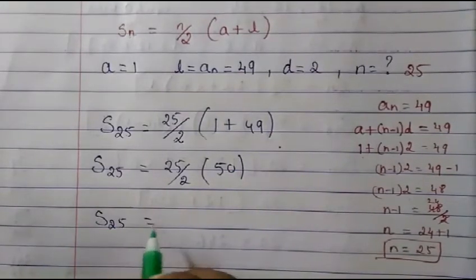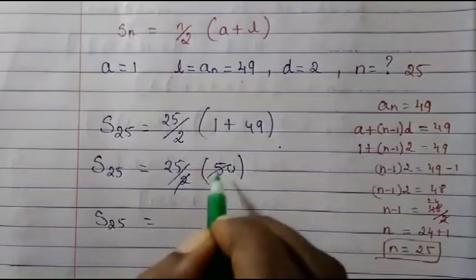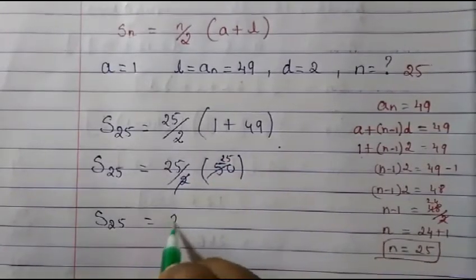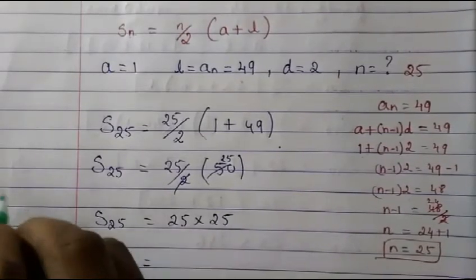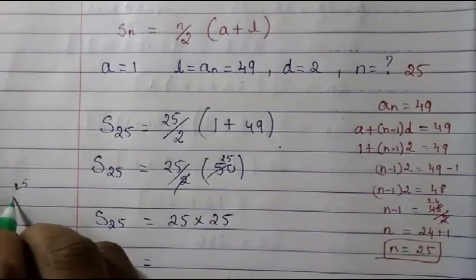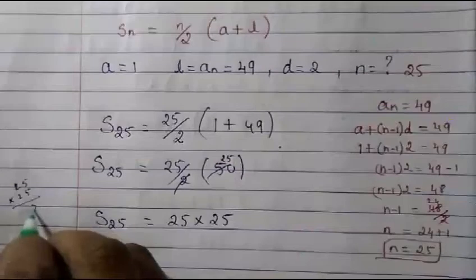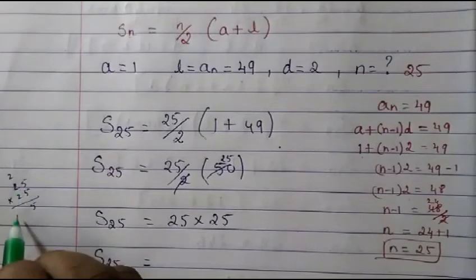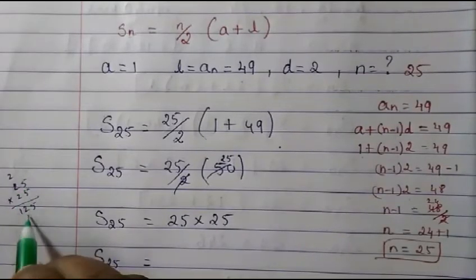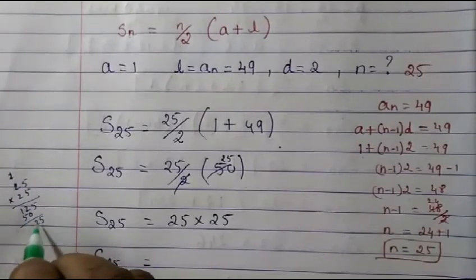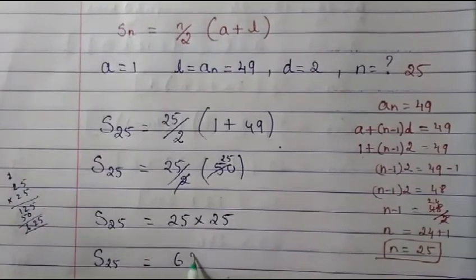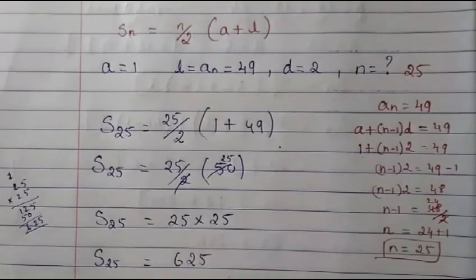If we get this 25 times, then 25 into 25. So 25 into 25 will give us 625. If you want to calculate, you can calculate. So 625.